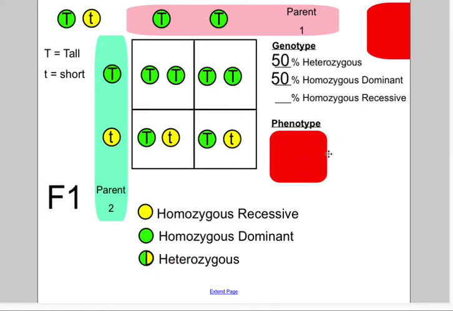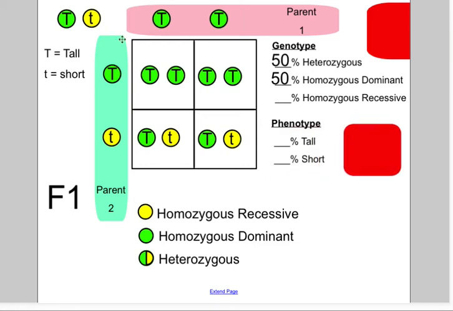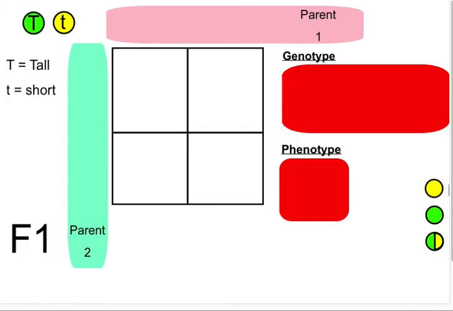Now, what does this mean they look like? They look all tall, don't they? Because tall is the dominant gene and it's going to cover up that short one. So 100% of these plants are going to look tall. That's the phenotype. This male has passed on that short gene, but they all still look tall. Well, how do we ever get short plants? Can we figure that out?